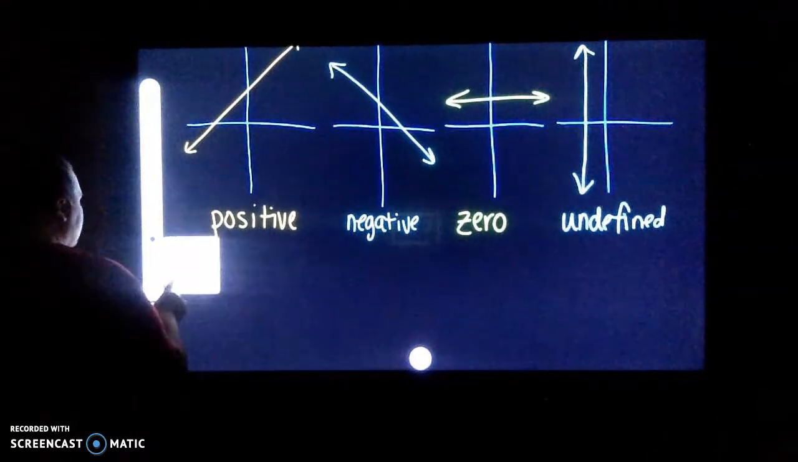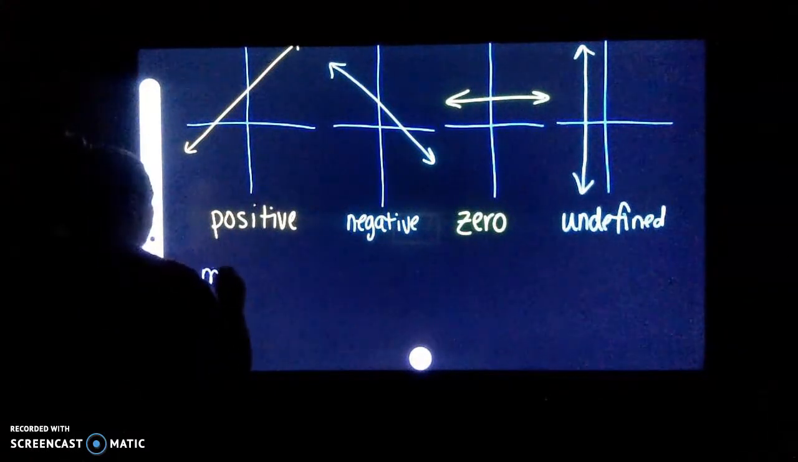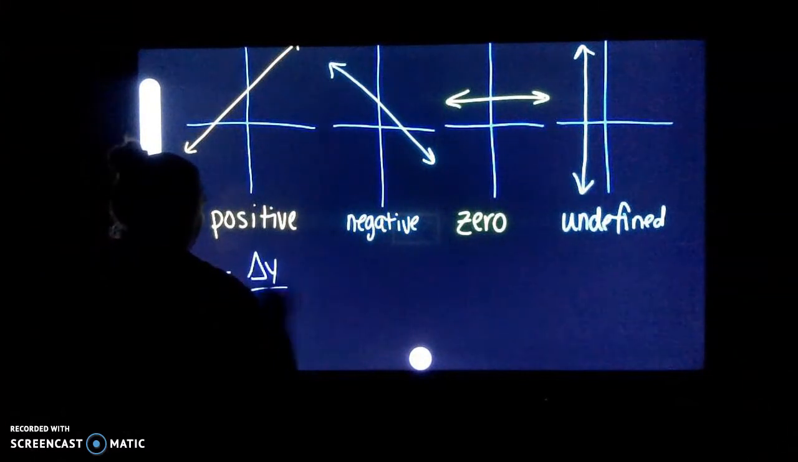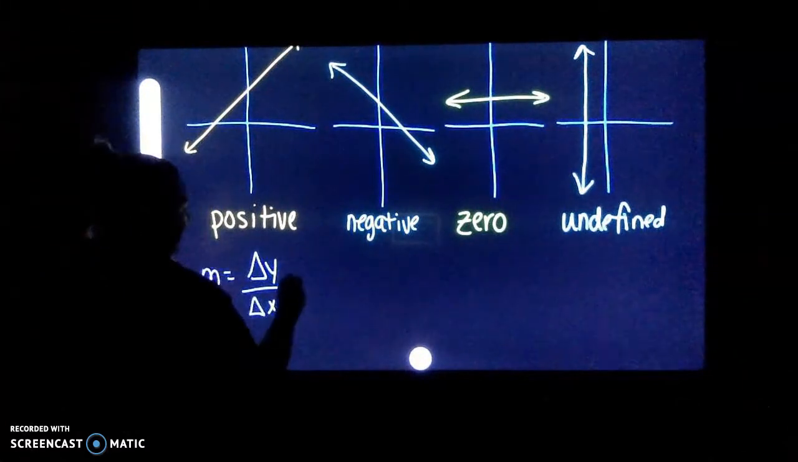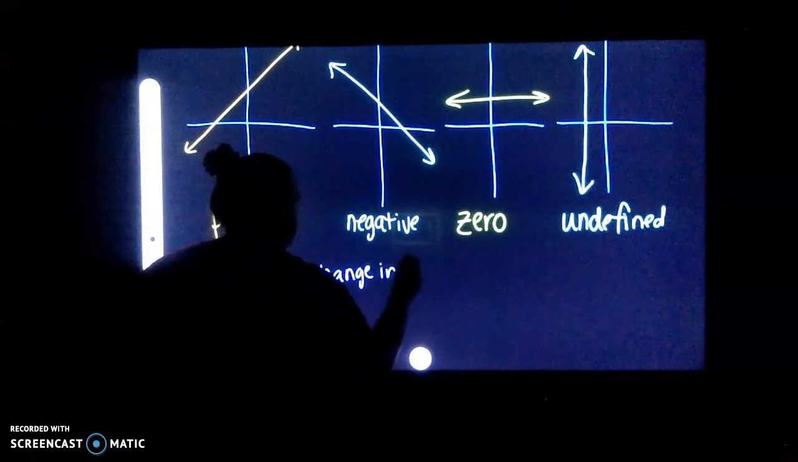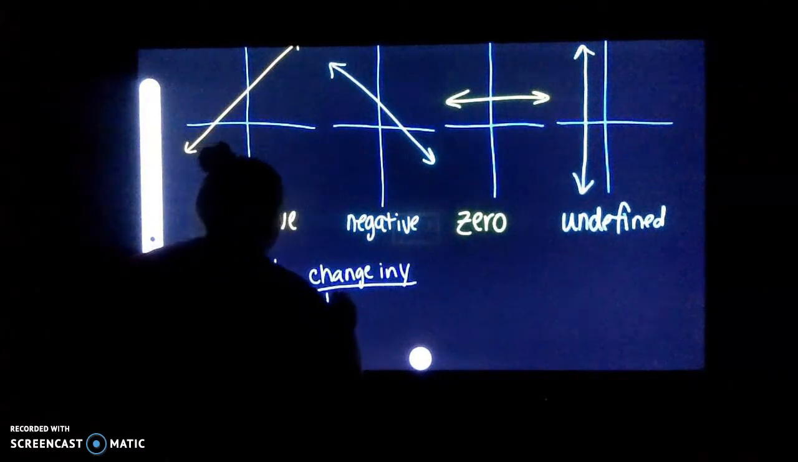Formally, we can also describe slope as our change in y, so delta y, over change in x, delta x. And that is written out as change in y over change in x.